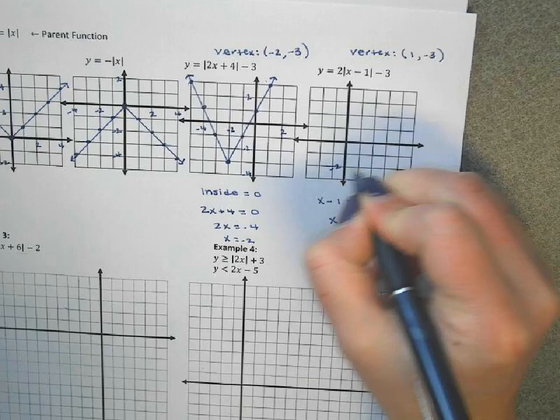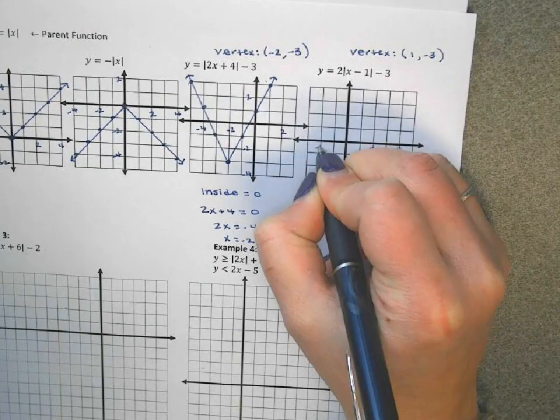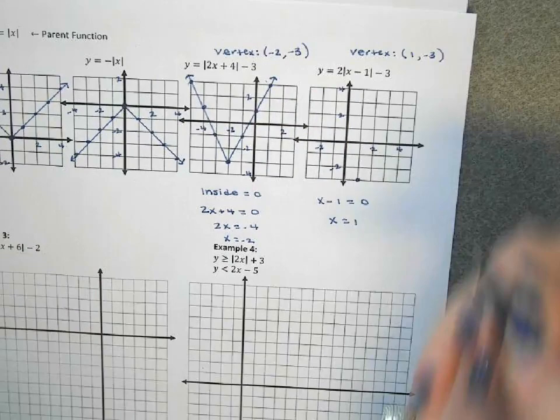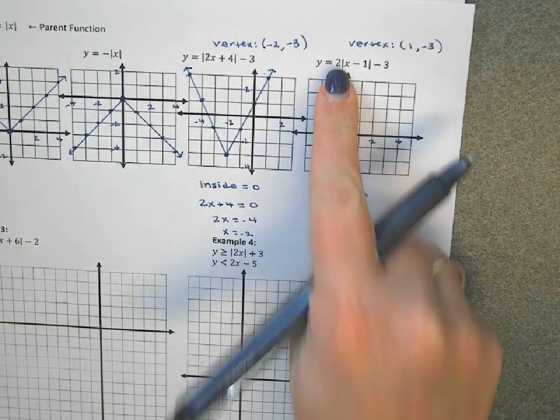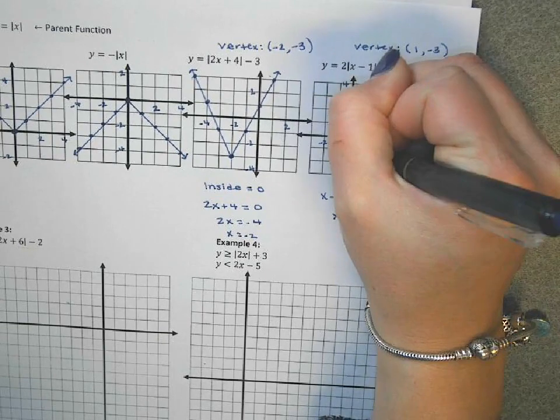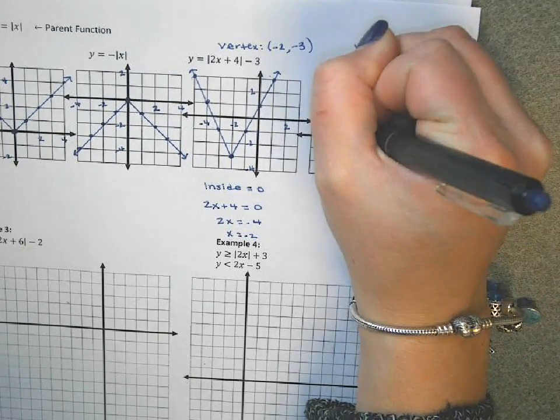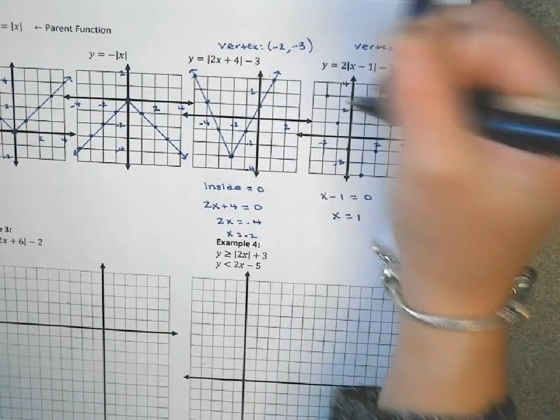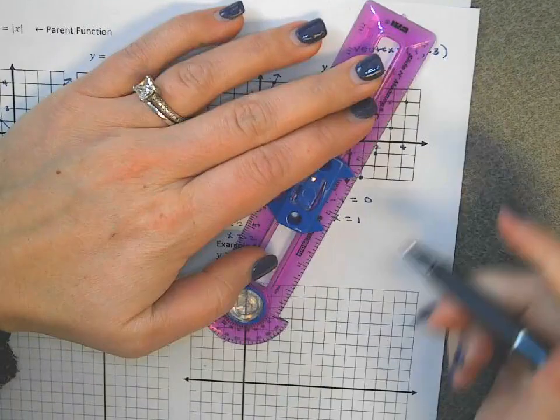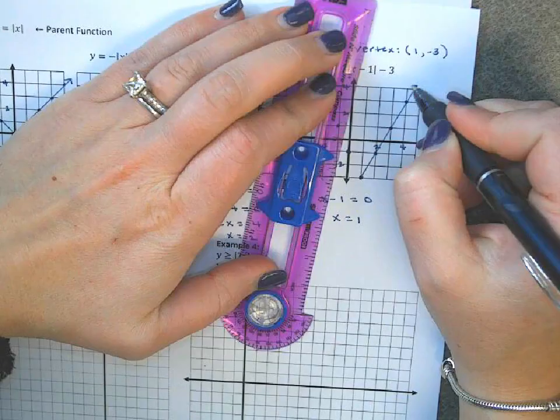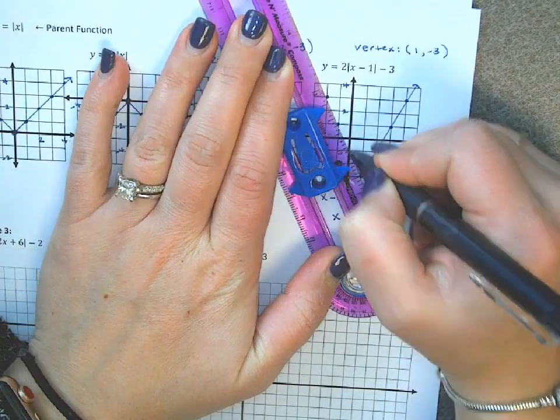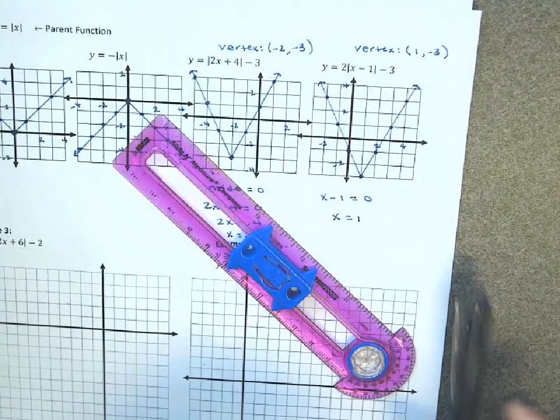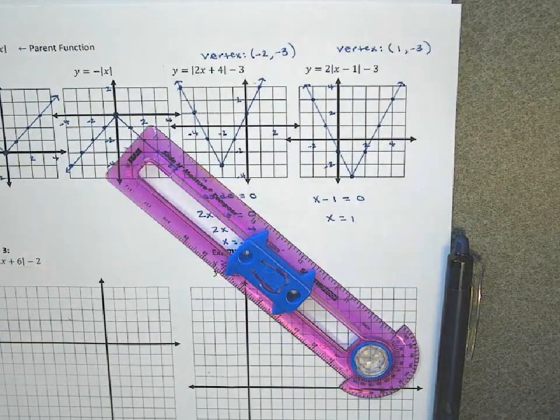I should put some scales on here. Now this slope is also 2, so I'm going to go up 2, out 1, up 2, out 1, up 2, out 1. I'm going to connect it with a straight edge. And that would be my absolute value graph for this function.